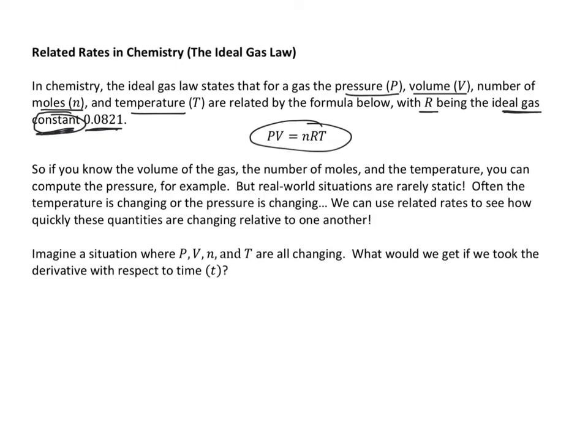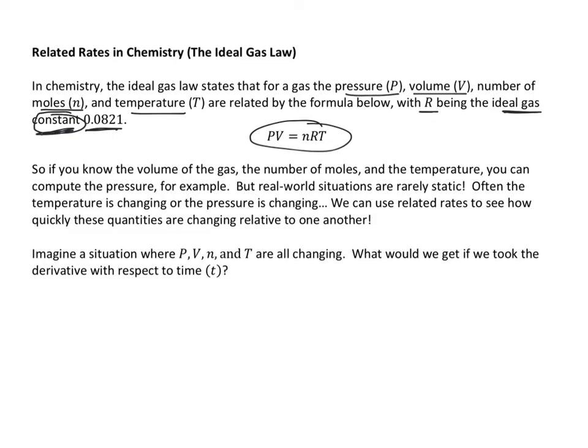But I think the thing that I want to get at is real world situations are rarely static. It's not super common that the pressure is staying the same and the volume is staying the same and the temperature is staying the same and everything is just staying the same. It makes for nice, simple chemistry problems, but when we're interacting with things in the real world, things are going to be changing. Maybe the temperature is rising. Maybe the pressure is changing. Maybe more gas is being inputted. Maybe the volume is increasing or decreasing. So I want to share with you that related rates can be used to see how quickly some of these quantities are changing relative to another one.